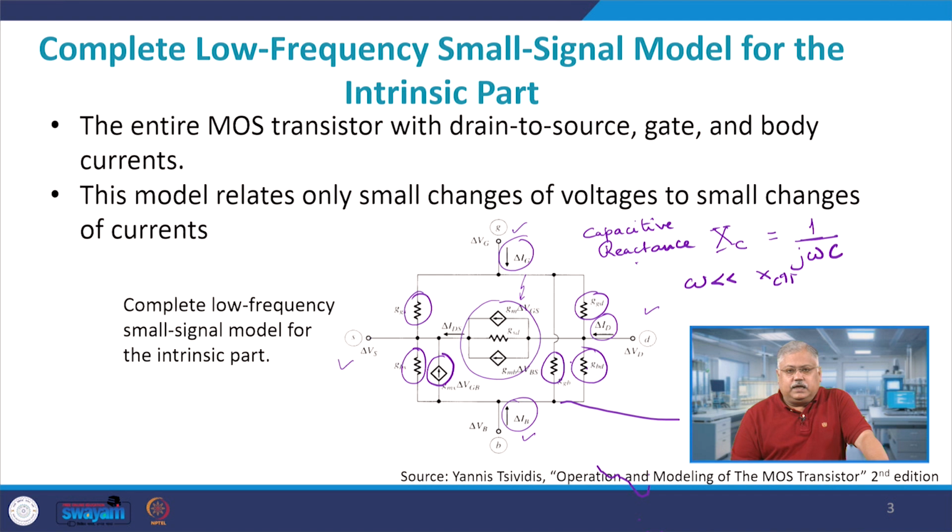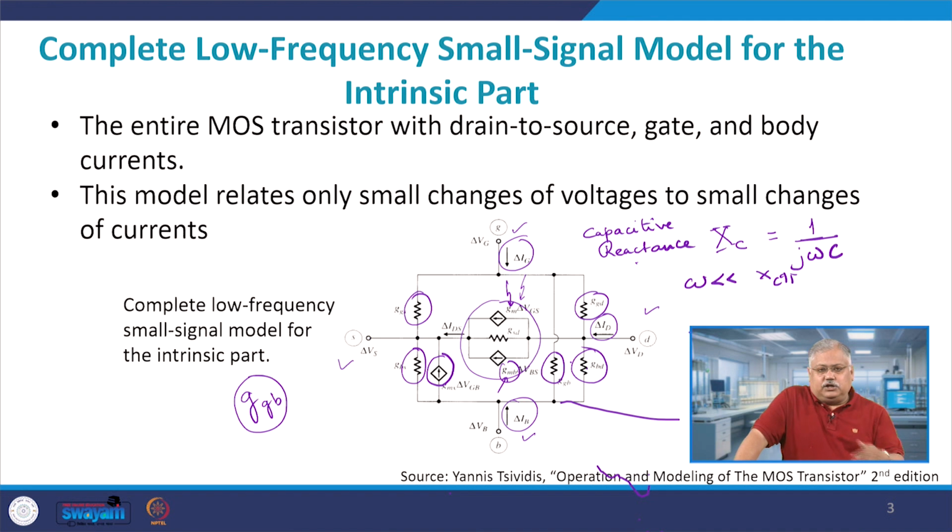Further, you will keep in mind that in most of the cases, for example, GDB will be a relatively very small value. Similarly, the big value will be basically your GM, and to an extent GMB, but you want GMB to be as small as possible. So, out of all these elements, you require GM to be as large as possible. That will ensure that your device is highly sensitive to variations in the input signal.